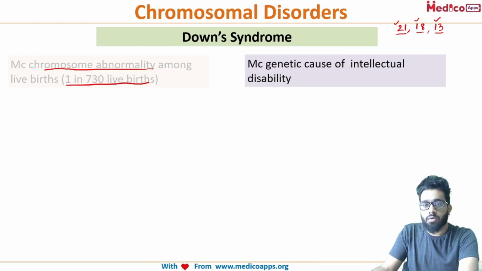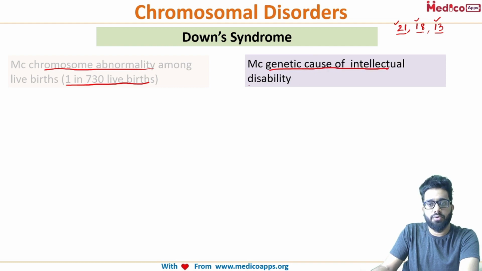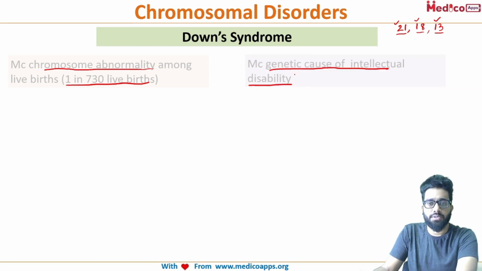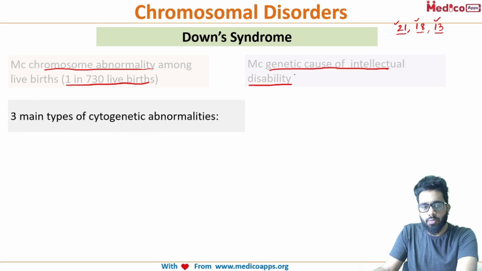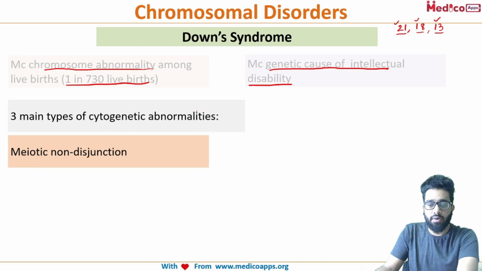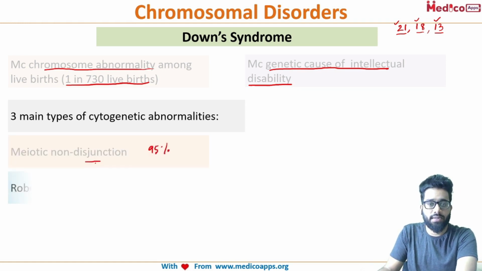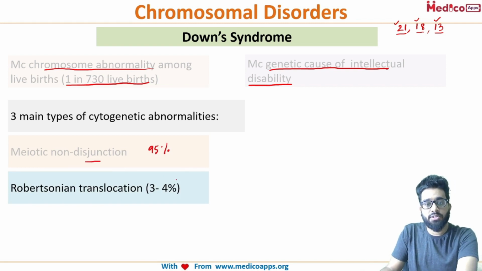It is also the most common genetic cause of intellectual disability. Overall, this is the most common. After this, you have other syndromes like Fragile X syndrome and autism. You must be aware of three mechanisms of Down syndrome. The first one, accounting for around 95 percent, is meiotic non-disjunction. We have already discussed what that is. Robertsonian translocation accounts for around 3 to 4 percent. You have to remember this as well.